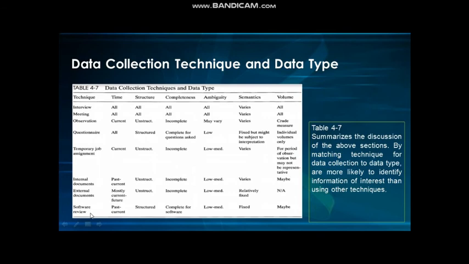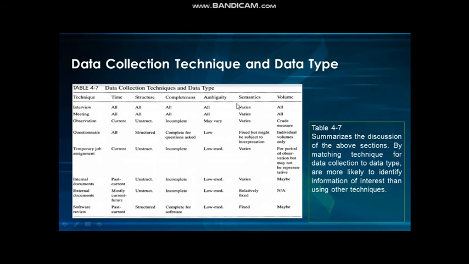The interviews and the meetings are useful for eliciting all types of information, and this is the reason they are most frequently used in application work. That is why all are indicated. For the interview and the meeting, the time, structure, completeness, ambiguity, semantics, and volume are all indicated as values.